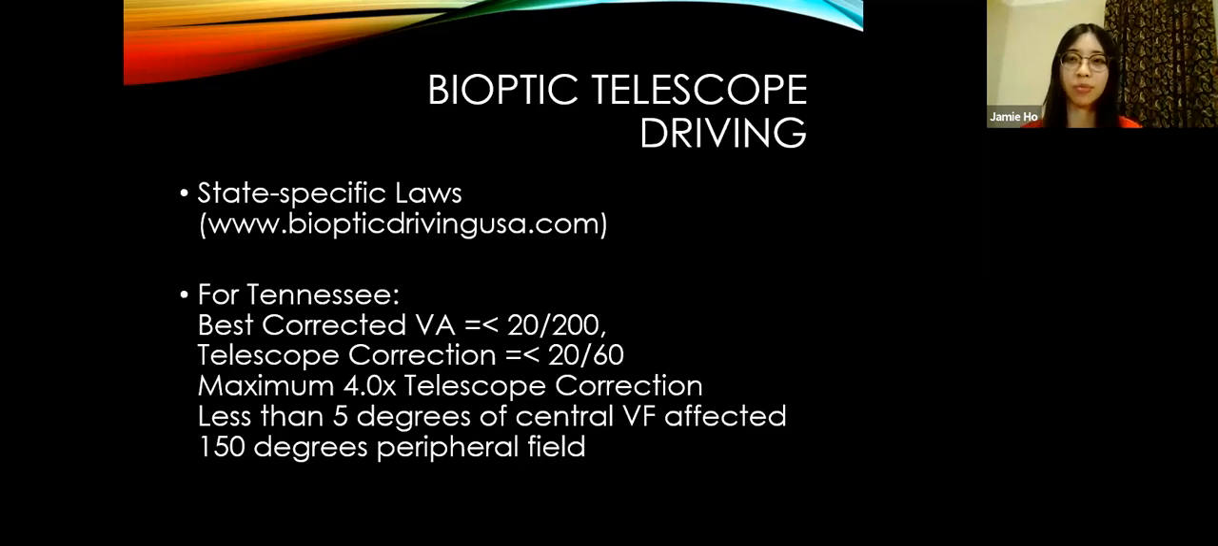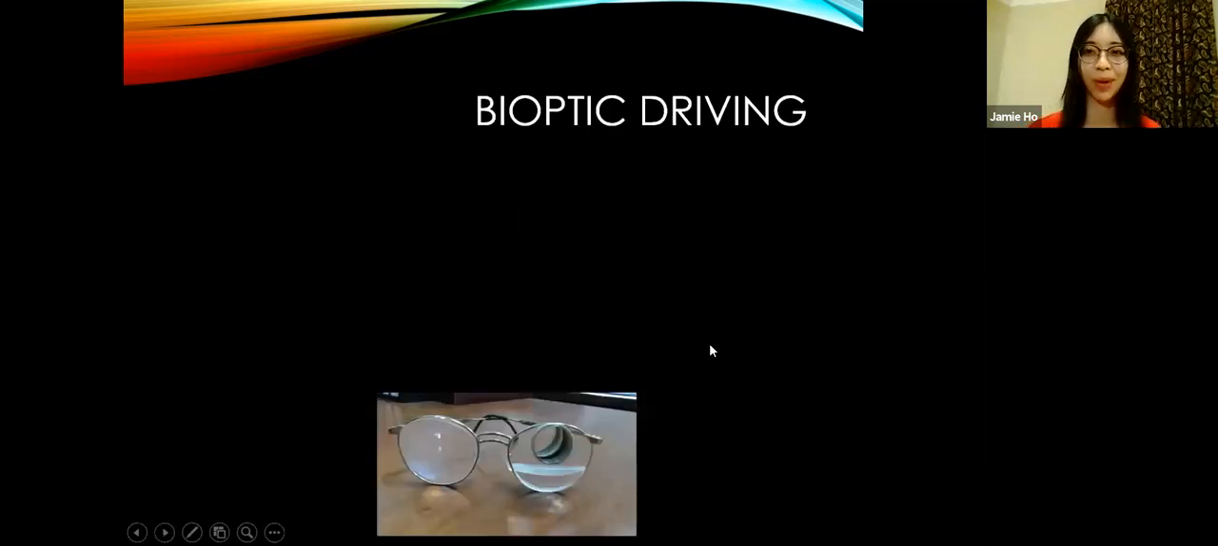So again, that's why we run those binocular Esterman or kinetic field testing. Remember, the central field loss does not always correlate to peripheral field, so I like to check both. So a little bit on bioptic driving. Some of you might consider this a little controversial because you're thinking, well, how do my low vision patients drive?